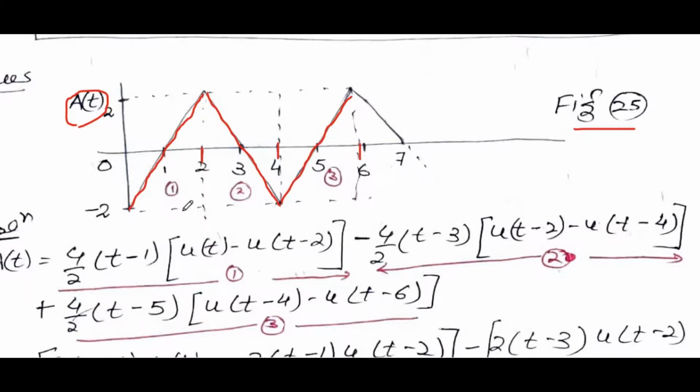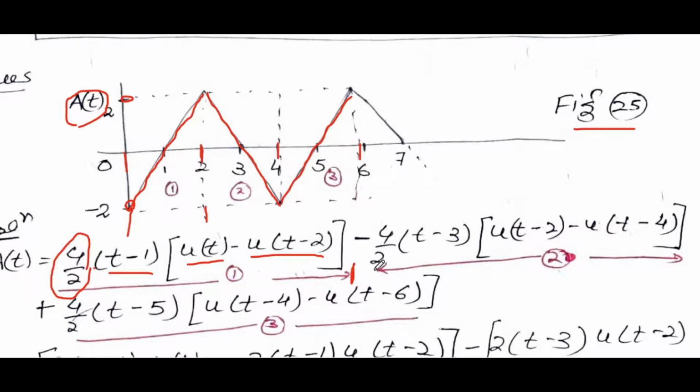So let us first synthesize first part from 0 to 2. Slope will be 2 minus minus 2 will be 4 divided by this part. It will give me 2. So slope will be 4 upon 2. Same method, y2 minus y1 upon x2 minus x1. And this line is intersecting at 1, so it is t minus 1. A gate function from 0 to 2 will be u of t minus 0, means u of t, minus u of t minus 2. Up till this point, it is the expression for the first ramp.